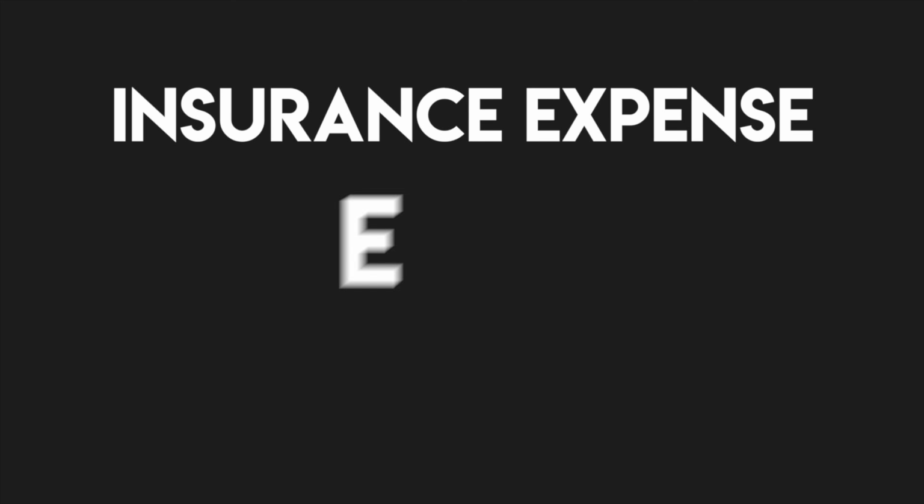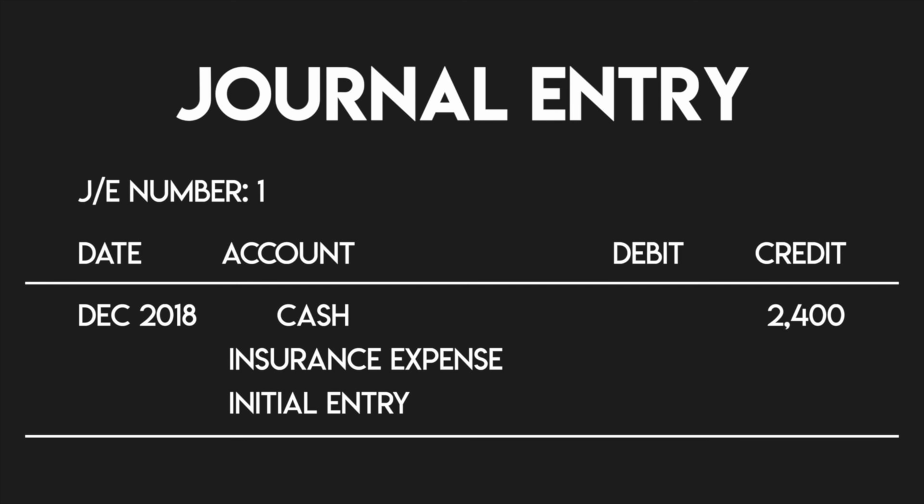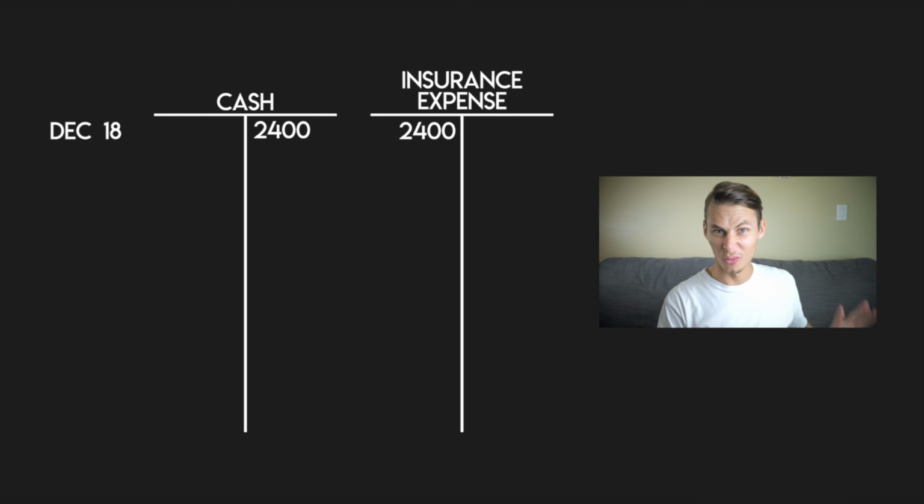I already said that the other side of the journal went to the insurance expense account. Well, expenses are the E in DEALER, also a normal debit account. So to increase them, I would have debited the insurance expense account by $2,400. Here we have the initial journal entry. When I posted it, it would have hit both the cash account in the balance sheet and the insurance expense account in the income statement. We can visualize the impact of this journal entry on the general ledger using T accounts. In T accounts, debits always go on the left and credits always go on the right.